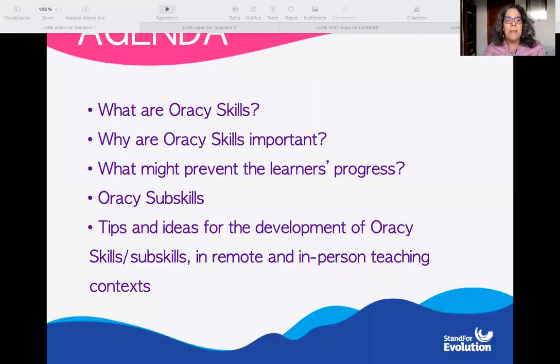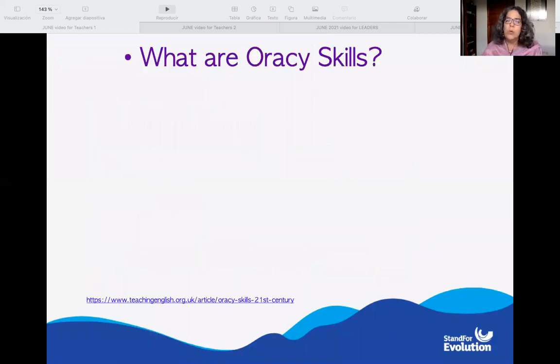Now, what is the agenda? We are going to be talking about what oracy skills are, why oracy skills are important, what might prevent the learner's progress, oracy sub-skills, and tips and ideas for the development of oracy skills and sub-skills in remote and in-person teaching contexts.